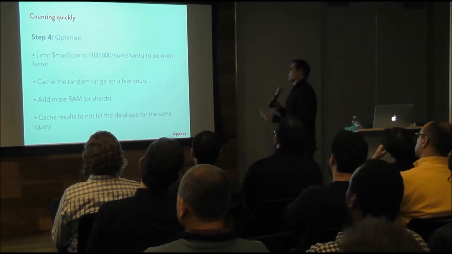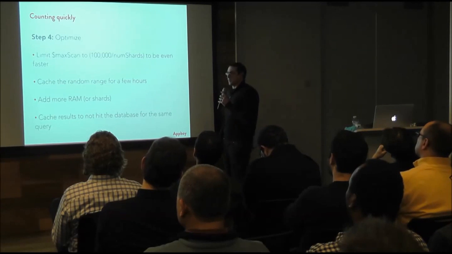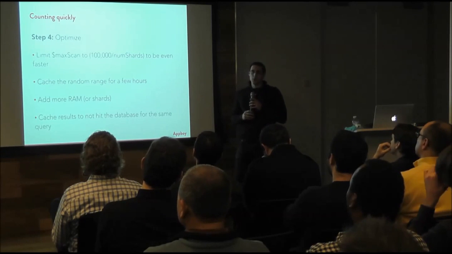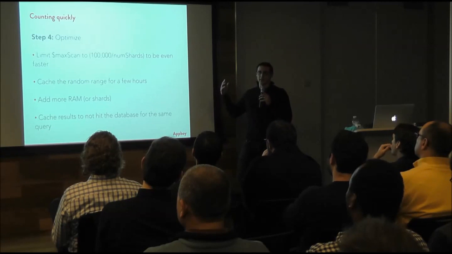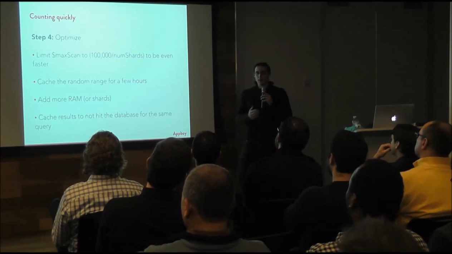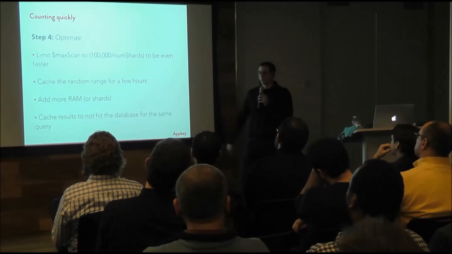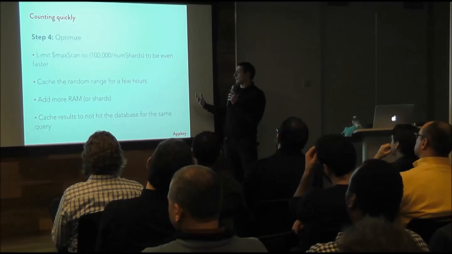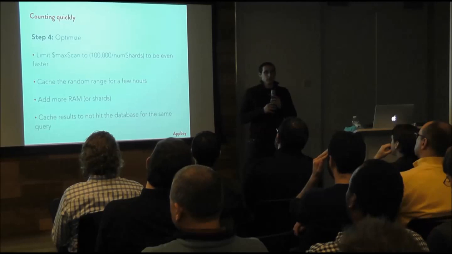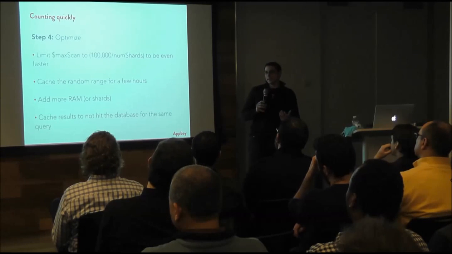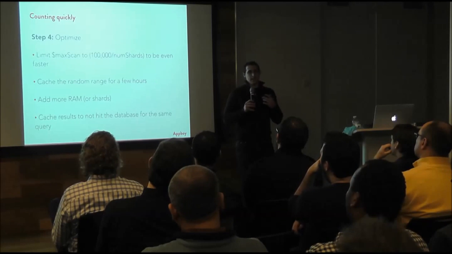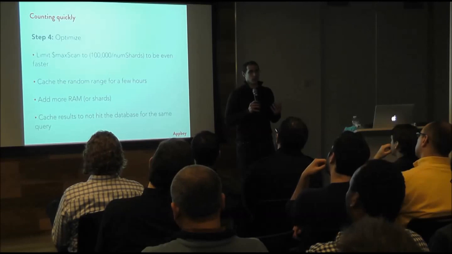So there are then some things that you want to do to optimize. There are some other cheats. If you're sharded, you can actually max scan to 100,000 divided by the number of shards you have. Otherwise, I'm assuming that you're going to query all shards, scanning so many users like this. That'll be even faster than that. You can cache the random range. This is a great property of Mongo: once documents are in memory, it's very fast to do queries on them.